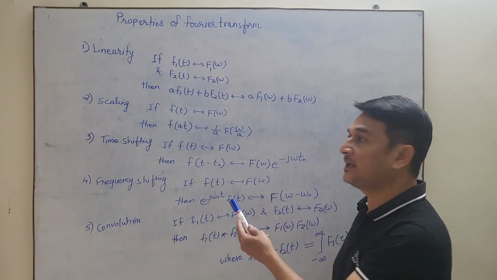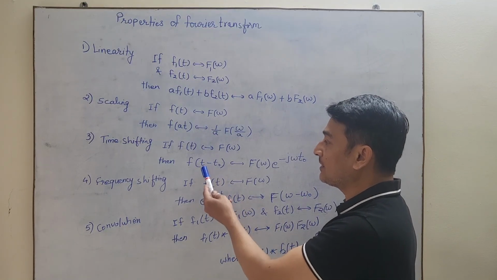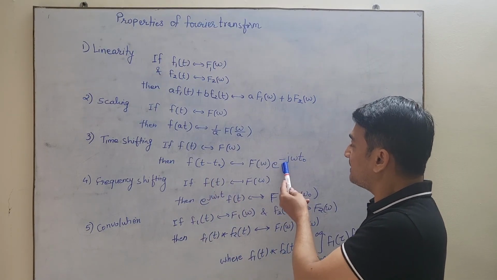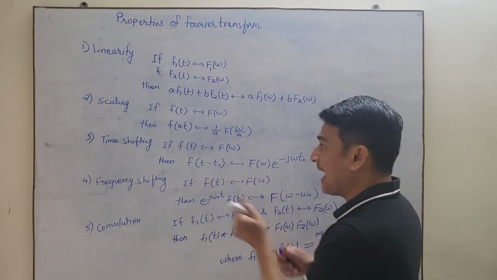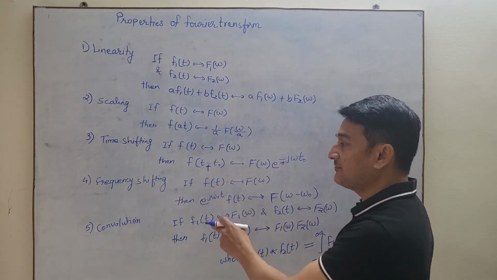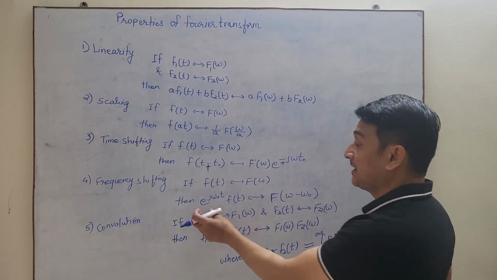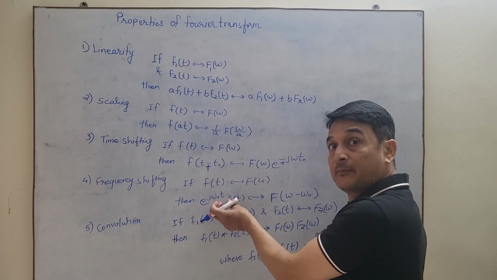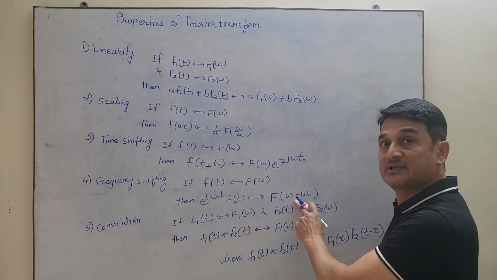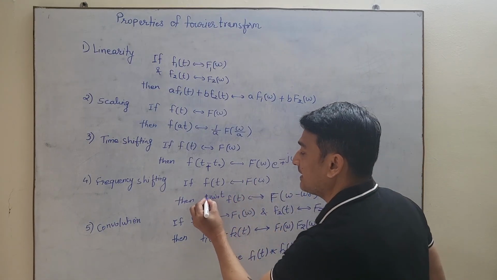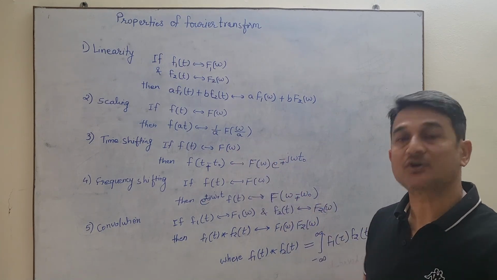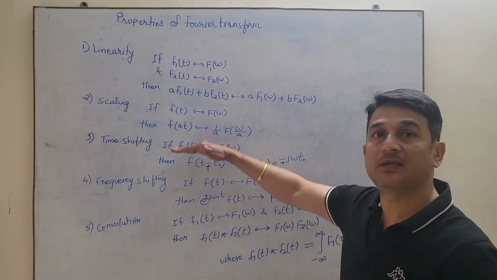Here you remember one thing: in time shifting, if it is subtracted, the exponential term is negative; if it is added, it will be positive. Whereas in the frequency domain, it is just the reverse. You can see that e raised to the power j omega t is a positive quantity, while the frequency shift is negative, and when it is minus, it will become plus. So it is just the reverse of time shifting. This thing you keep in mind.